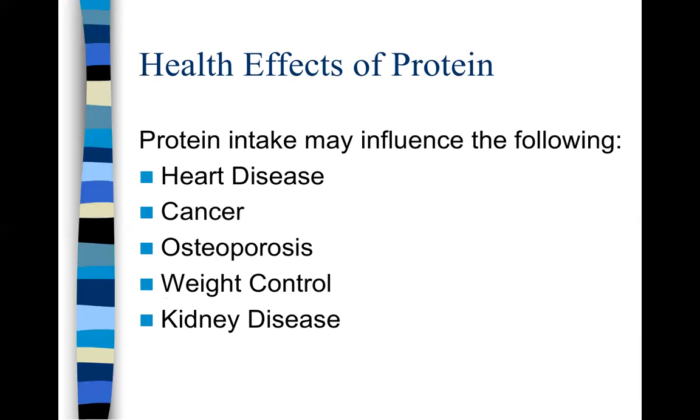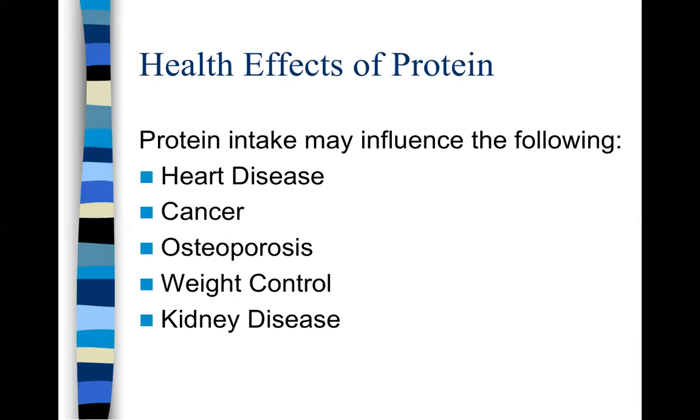Osteoporosis. If we do not have enough protein, we can develop osteoporosis because, remember, protein can help form the bone. However, very, very high intakes of protein actually can lead to higher levels of calcium excretion in the urine. And losing calcium in the urine may potentially play a role in the development of osteoporosis. So it's kind of about finding the happy medium with protein intake.